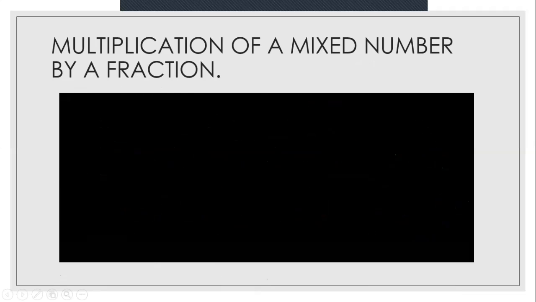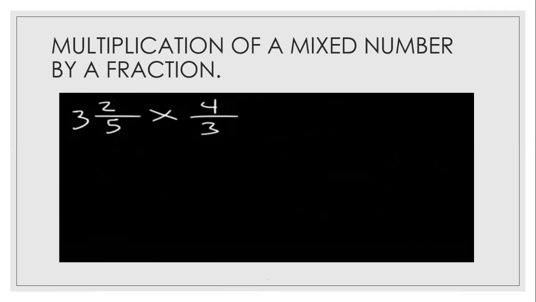In this lesson, we're going to talk about how to multiply a mixed number by a fraction. So let's start with this example. Let's say we have 3 and 2/5 and we wish to multiply by 4 over 3. How can we do so? What I'm going to do is convert the mixed number into an improper fraction. The denominator of the mixed number will stay the same, so I'm going to have a 5 here.